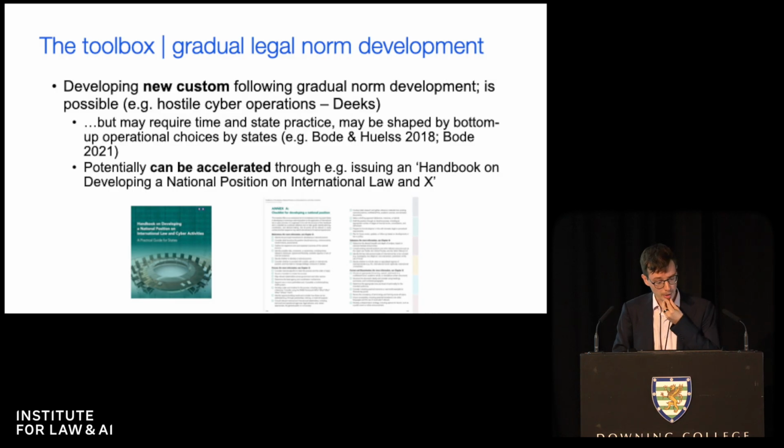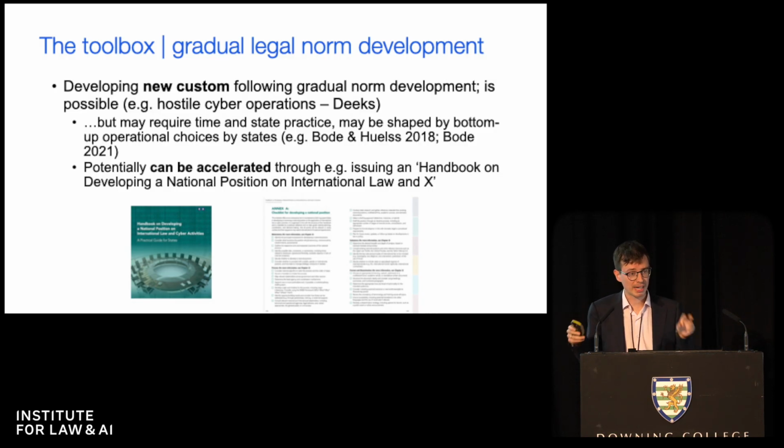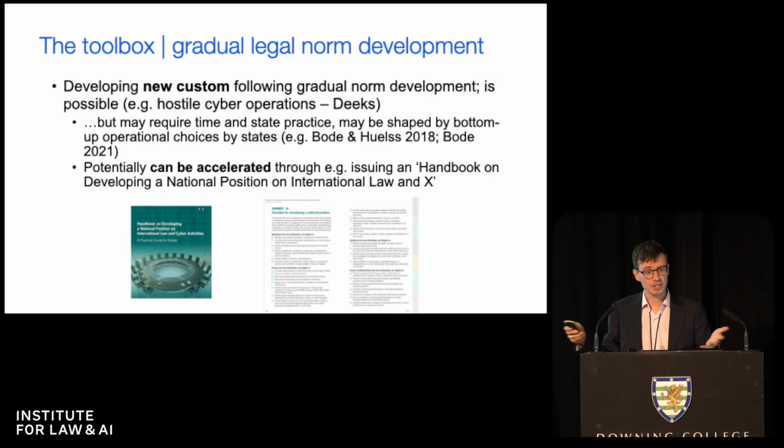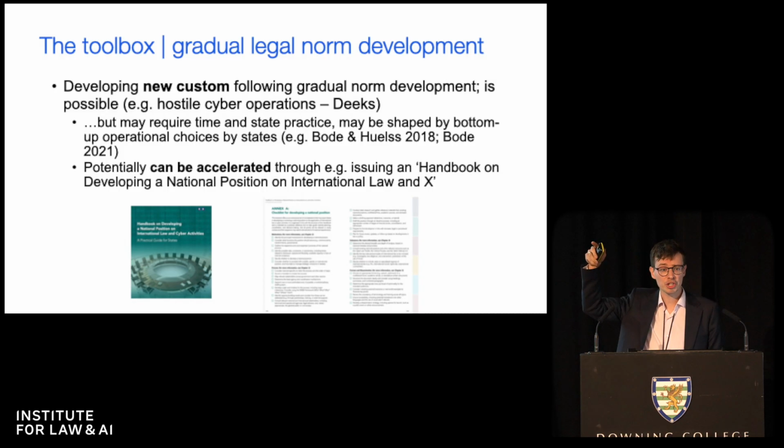Another avenue is you could develop new customary law if states develop settled expectations and behavior. We've seen this in hostile cyber operations. This may require time and state practice, and it can often be shaped by bottom-up operational practices. So what do states mean when they say they have integrated meaningful human control, or responsible scaling policies? That is tricky, because by the time you finally reach agreement on a top-down norm, states are already jumping ahead. But there are some interesting possibilities to accelerate this.